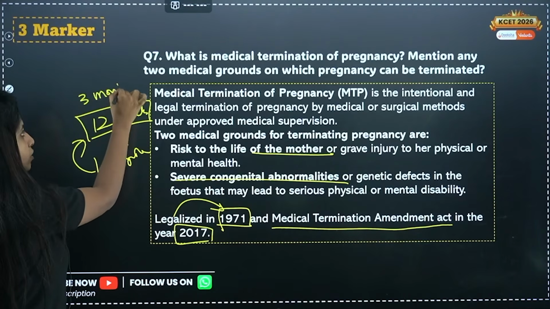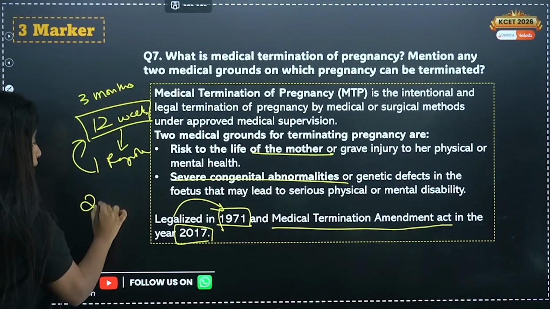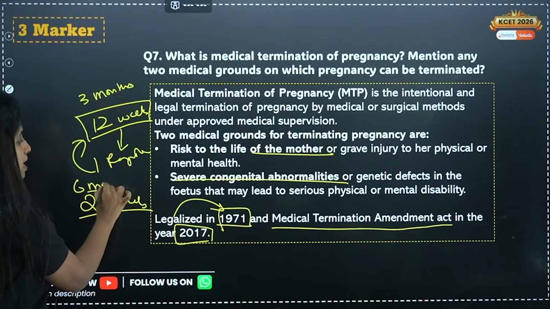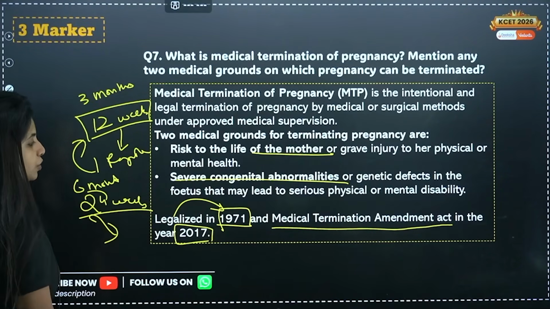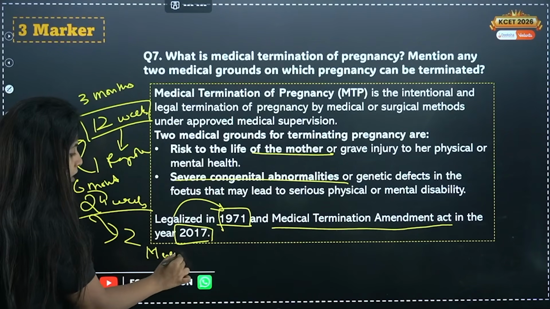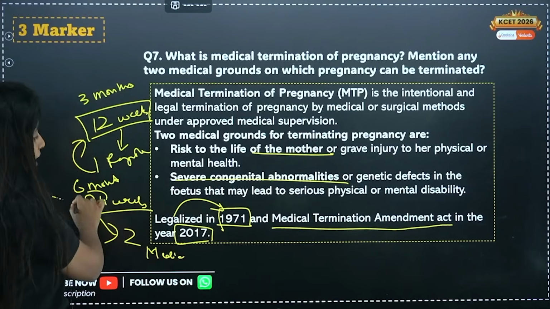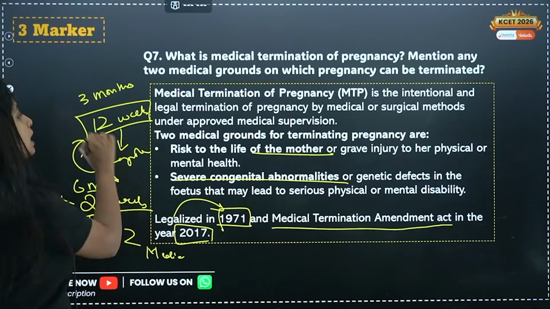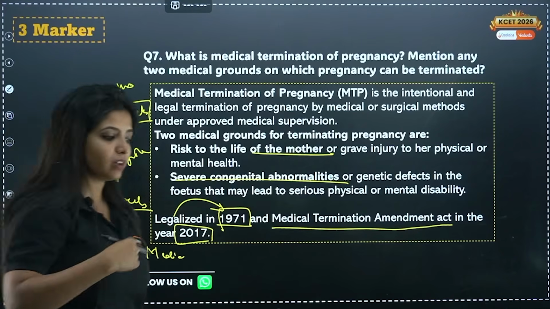12 weeks means 3 months. Suppose someone is doing it in 24 weeks, that means basically 6 months. Then you need to have permission from at least 2 medical professionals, because it is highly unsafe to be done in 24 weeks. It is safe to be done up to 12 weeks. Please remember these very important points also.